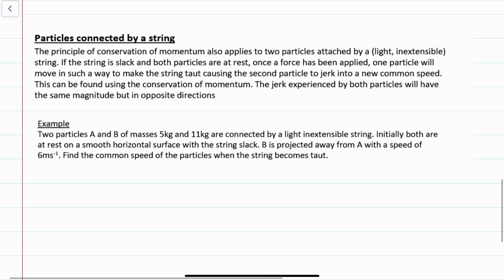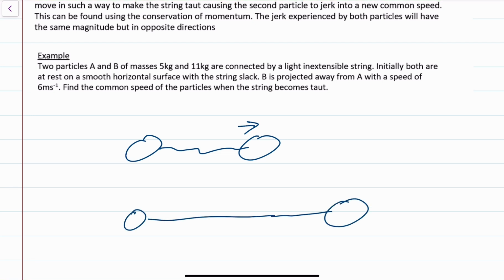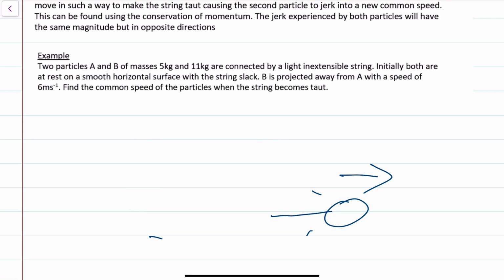So you imagine here, don't take this down, but if you've got two particles and the string is lying slack on the ground, and then someone hits this thing with a bit of force, then what will happen? Well, eventually this thing will be pulled tight, and then this will jerk into motion, and this will start to move as well. But it moving will probably cause this one over here to slow down a wee bit as well. We'll see. Let's have a look at this example and see what happens. But it's basically the same. It's momentum before equals momentum after, still using the same conservation of momentum principles.